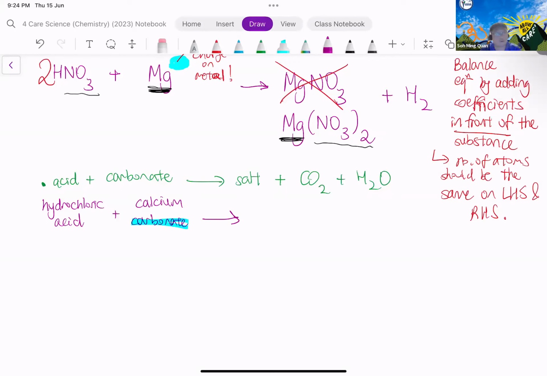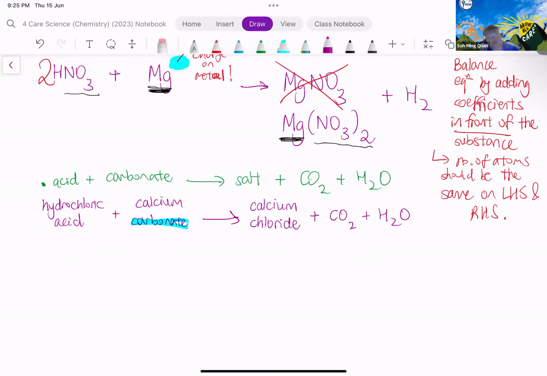Now, what is the salt's name going to be? As I mentioned, the salt's name starts with the metal element in this question. The metal element is calcium. So the salt's name must start with calcium. The second part of the salt's name comes from the acid. The acid used is hydrochloric acid. Therefore, it forms the chloride. So it forms the salt, calcium chloride. Calcium is the metallic element. Chloride came from the hydrochloric acid.